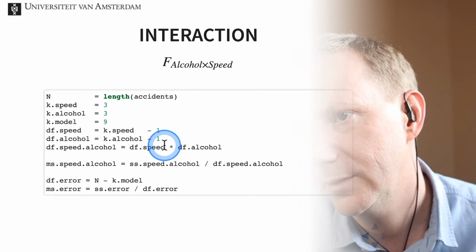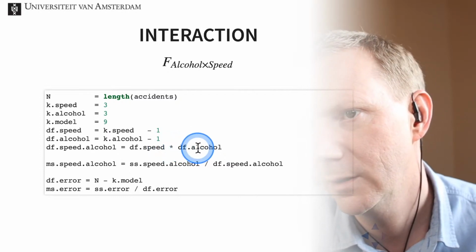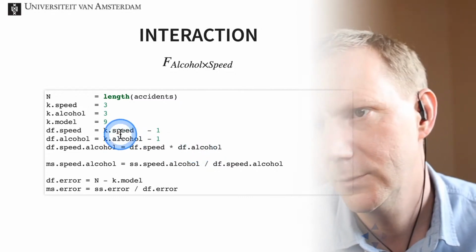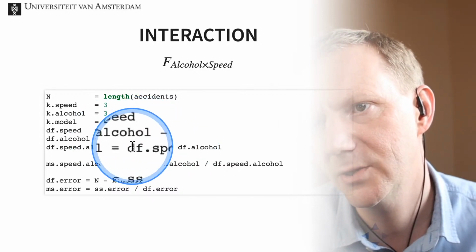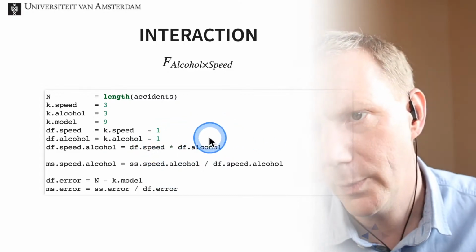No, sorry, I'm not saying that correctly. What's this supposed to be? Anyone? 4. Yeah, because it's 3 minus 1, that's 2. This one is also 3 minus 1, that's 2, so 2 times 2 is 4. Yeah. So now we have all the parts.